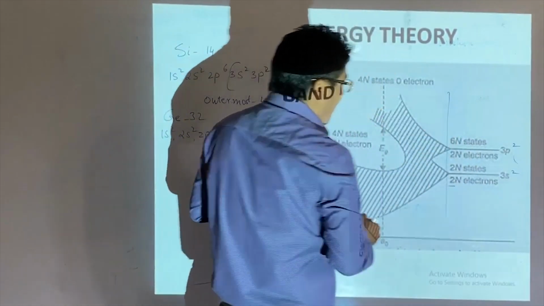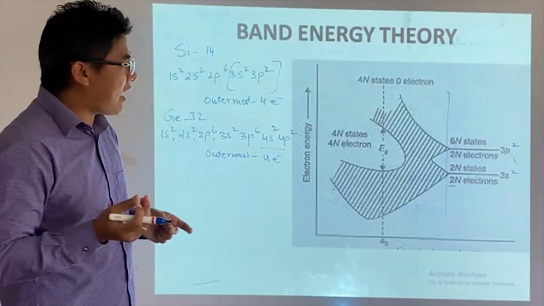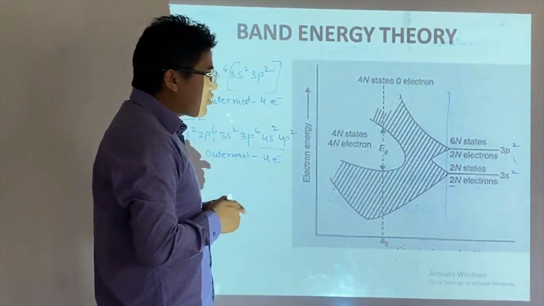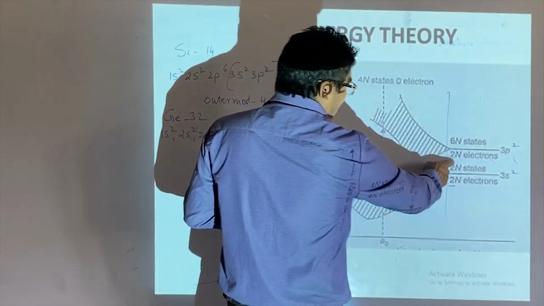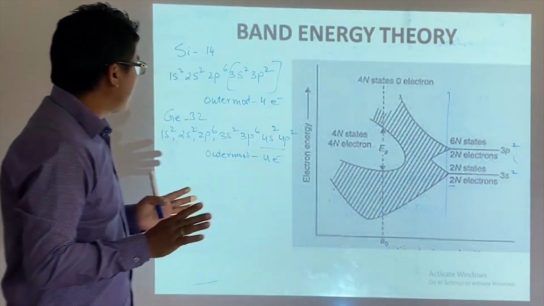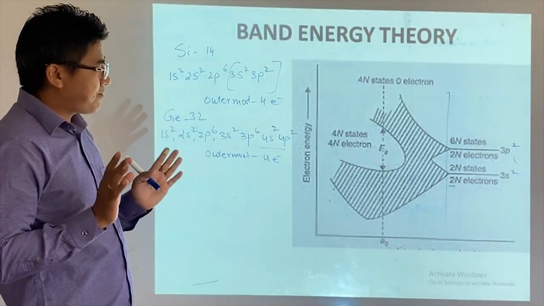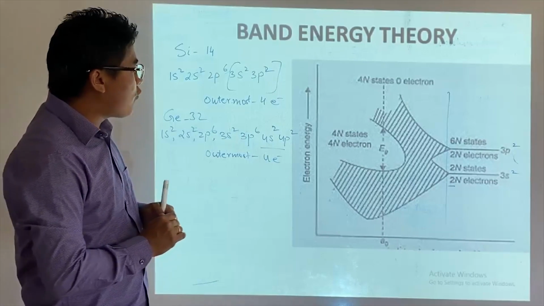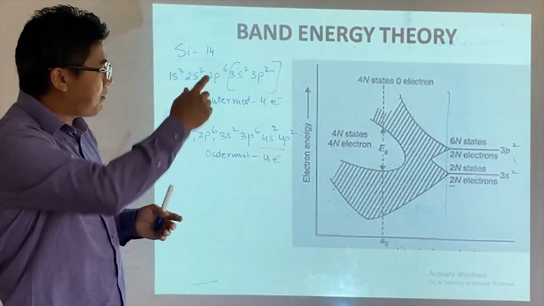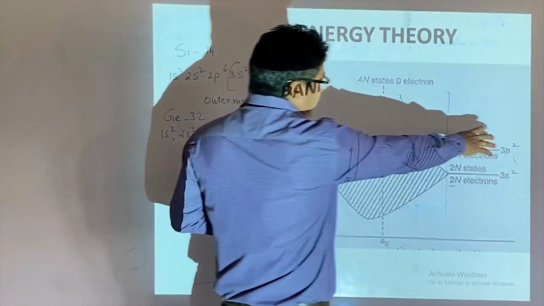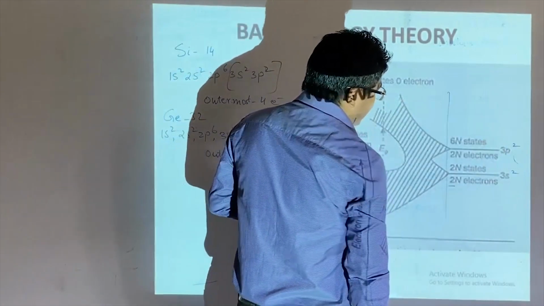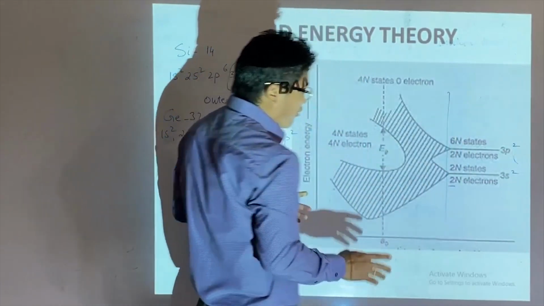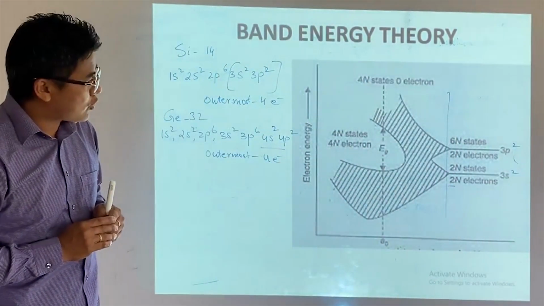And p has 6 vacancies, right? It can accommodate 6 electrons. However, 2 electrons are occupied, so 4 electrons can still be filled in this, right? So this is for individual silicon atoms. If I have n silicon atoms, this is how the configuration goes.